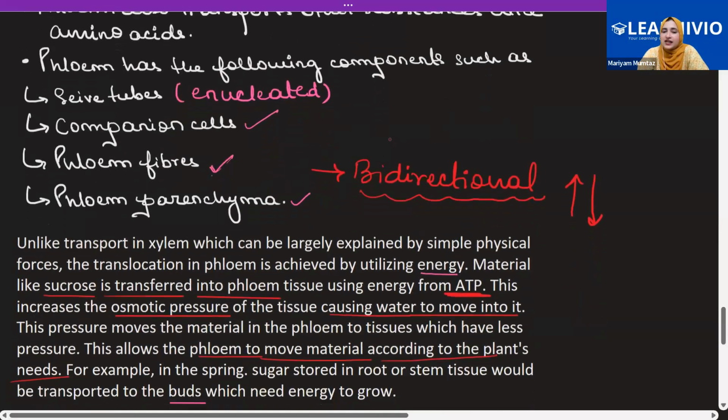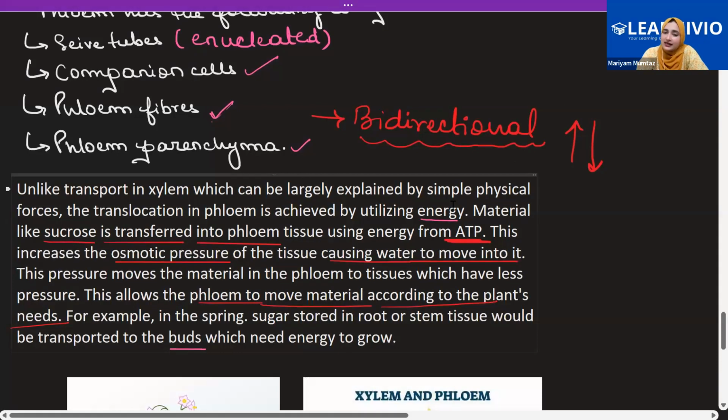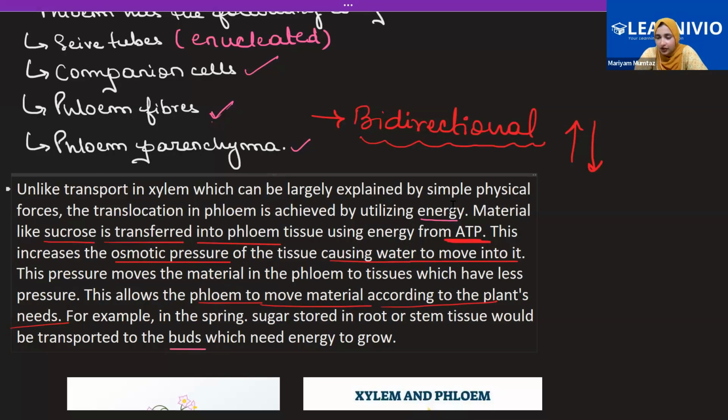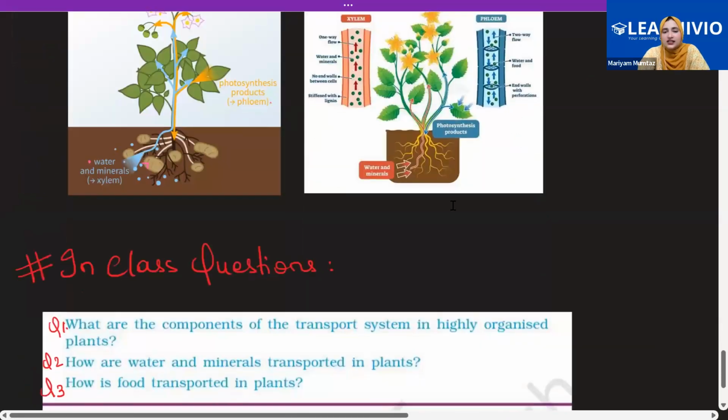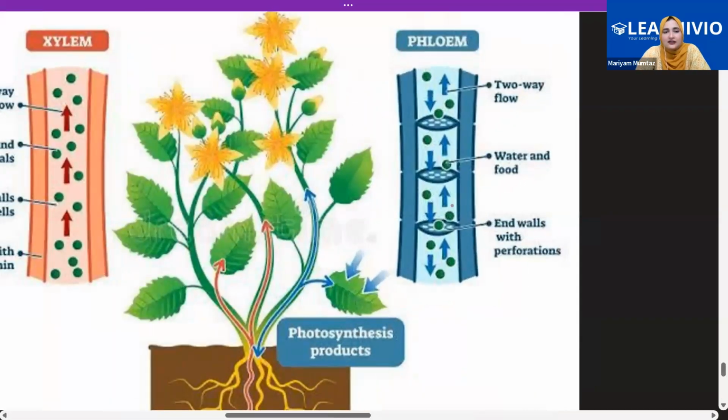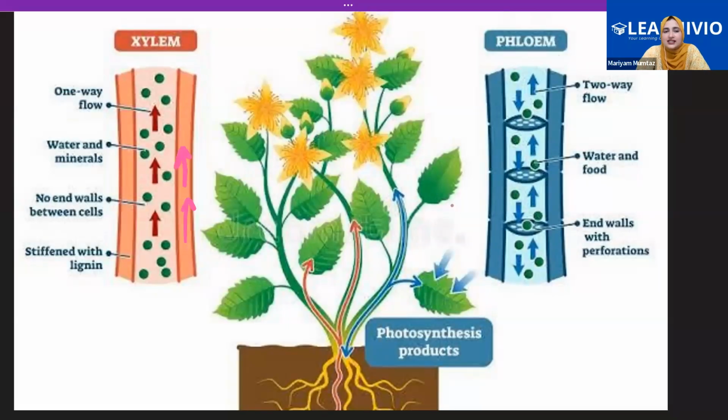Unlike the transportation in xylem, phloem transportation requires ATP, and wherever there is a requirement of food in the plant's body, it will be transported there. If you see this picture, when we talk about xylem transport, only a single arrow is shown going upwards from the soil to the different parts. But in the phloem, it's coming from top to bottom as well as from bottom to top. So always remember, transportation through the phloem is bidirectional, and through the xylem it is unidirectional.